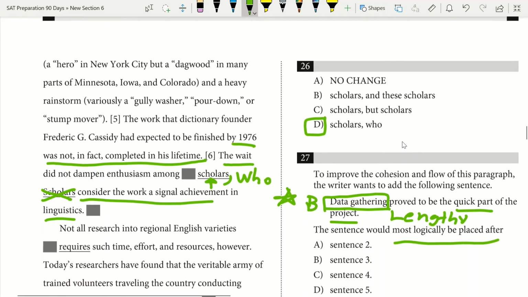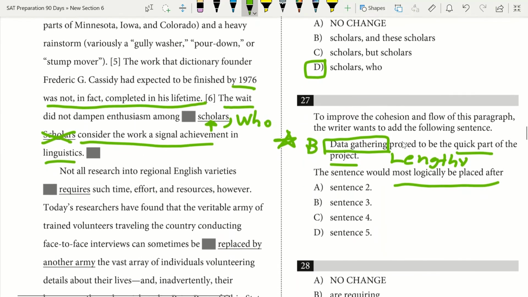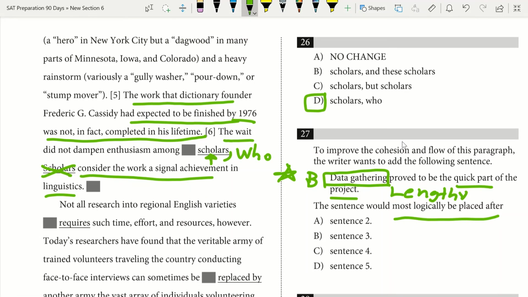Okay, but let's just go ahead, and we were on 25. I couldn't answer that one yet. So we're going down through trying to place this sentence, right? So before we want to talk about data gathering, which we did in sentence 5. We talk about this dictionary founder expecting it to be finished by 1976, but it was not finished. Okay, that's talking about a lengthy process then. So we're talking about our data collection in sentence 4. Now in sentence 5, we transition and we talk about how it took much longer than expected, right? We talk about that lengthy part. It took longer than his lifetime.